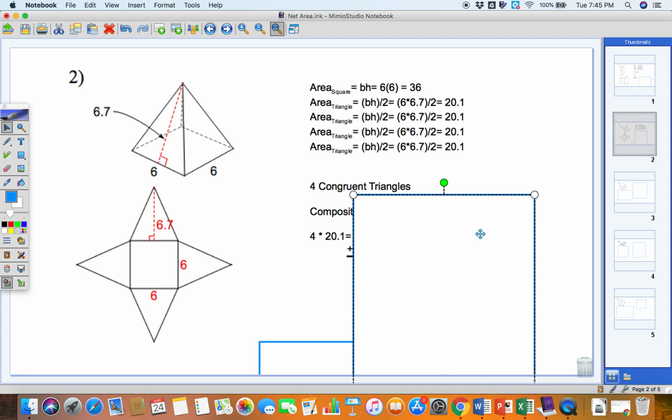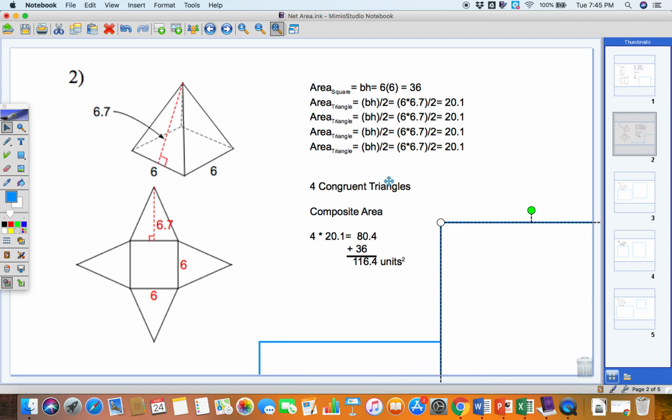So then when we look at the composite area, if we notice we have 4 congruent triangles, we don't have to add up all of these numbers 4 times. We can say 4 times 21 and get 80.4. Then we add the area of the square to that and get 36, which is 116.4 square units.